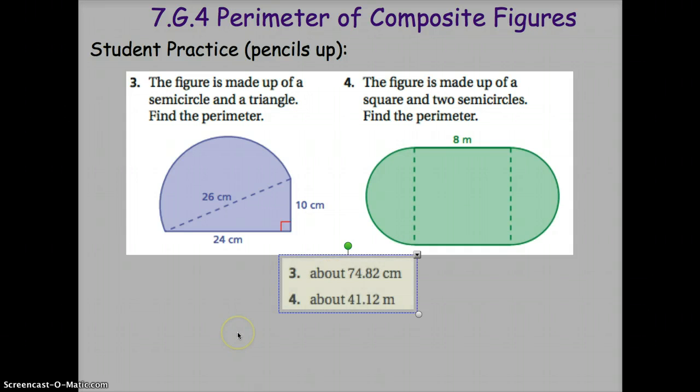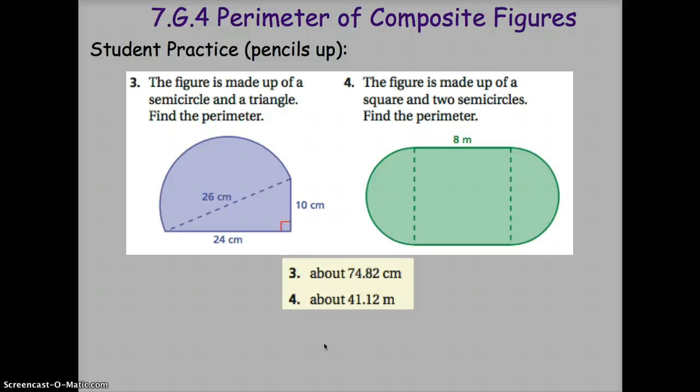And when I take a look, I have number 3 about 74 and 82 hundredths centimeters, and number 4 about 41 and 12 hundredths meters. Notice on both of these we will use the word about, and that is because we were working with pi, so we have done some rounding.